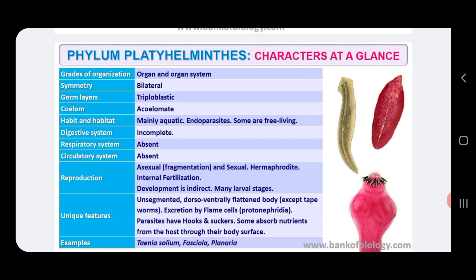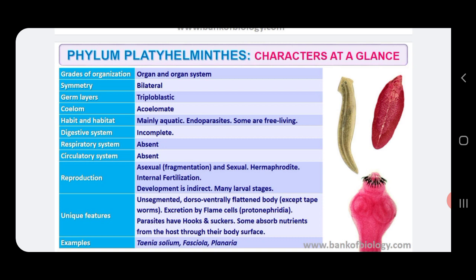Example for this is planaria. Then the second class is Trematoda. These are usually the endoparasites. Example for this is liver fluke. And the third class is Cestoda, which is also an endoparasite. Example for this is Taenia solium, which is also called pork tapeworm. So these are the three classes of phylum Platyhelminthes.